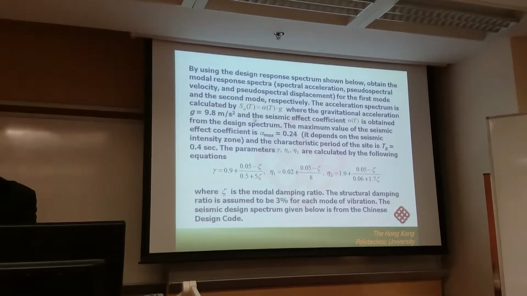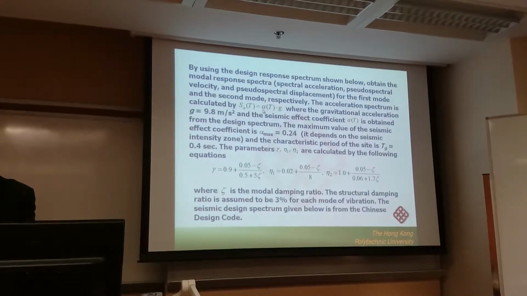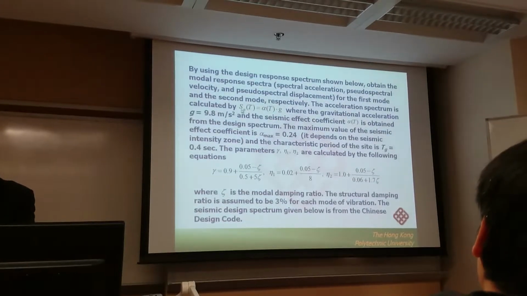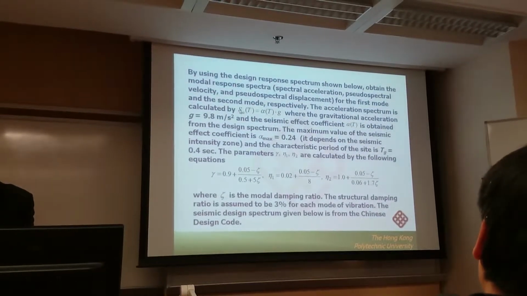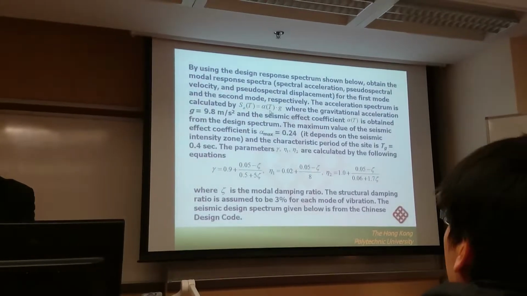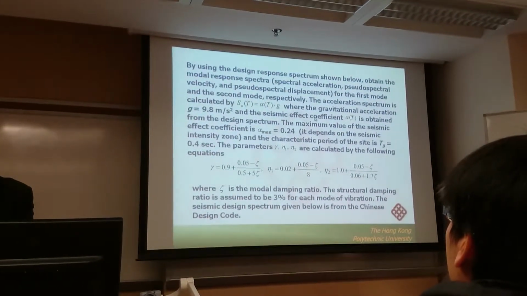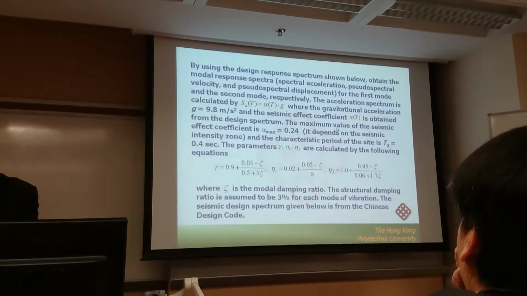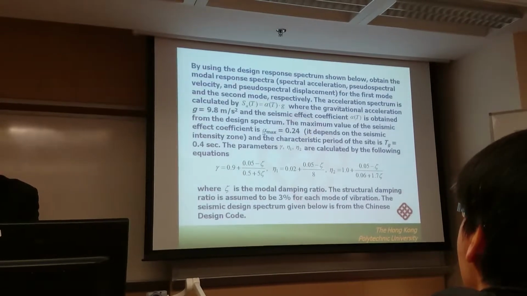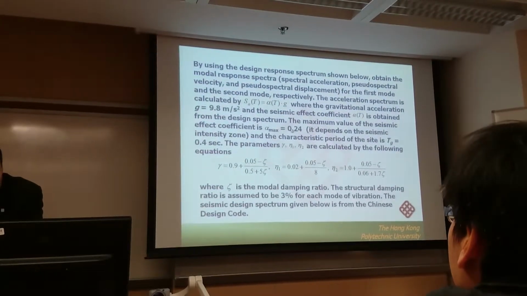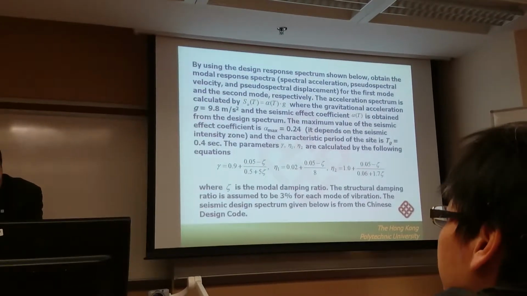And this is the so-called seismic effect coefficient, because g has the same unit as the acceleration response. g is the gravity acceleration, so it has the same unit. So this is a dimensionless factor, and this is a normalized design spectrum. The maximum value of the seismic effect coefficient is equal to 0.24. This value is different for different intensity zones.